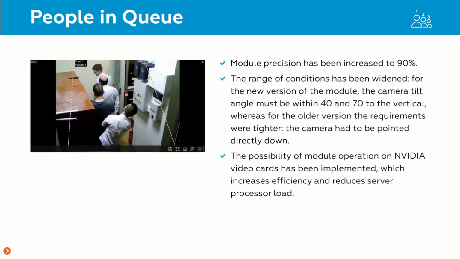We significantly reduced the central processor load by making use of the graphic card, lowered the camera installation requirements on account of the less restrictive angle range, and improved accuracy by using neural networks also. And now it's possible to use the same camera for both video surveillance and people counting. Now let's look at the module's operation in real time.